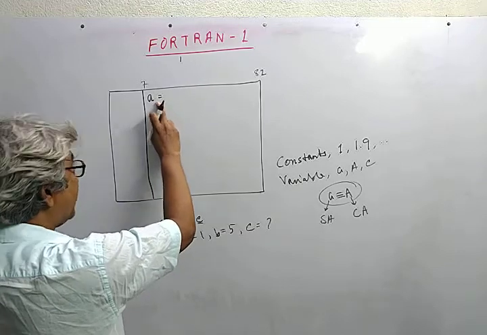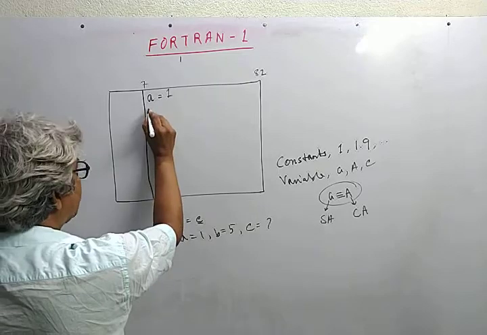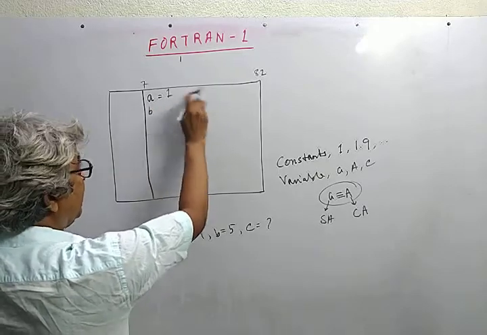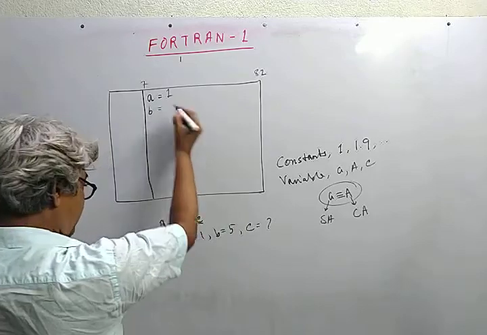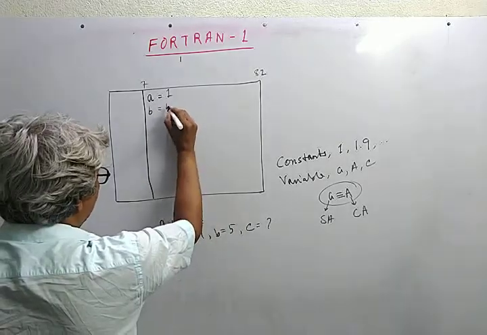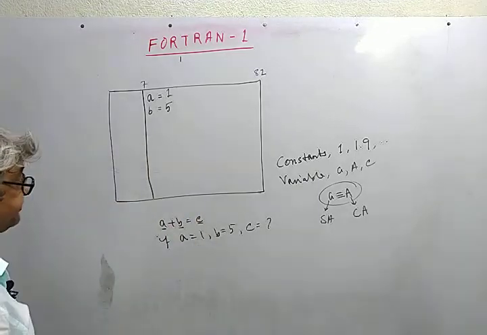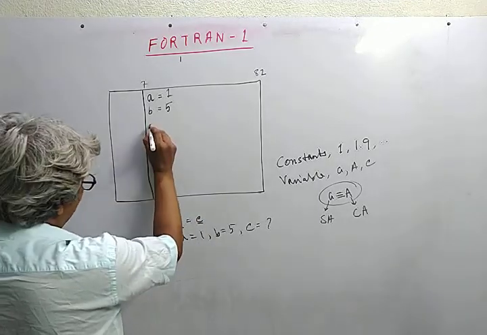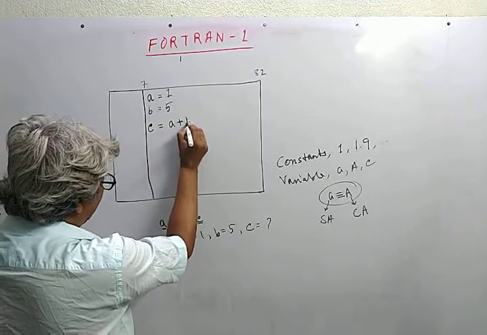I put this sign and we write 1. And in the next line, not in the fashion we have written by commas, in the next line we need to write b is equal to 5. Then we want to calculate c. Now the calculation is done in such a way: c is equal to a plus b.